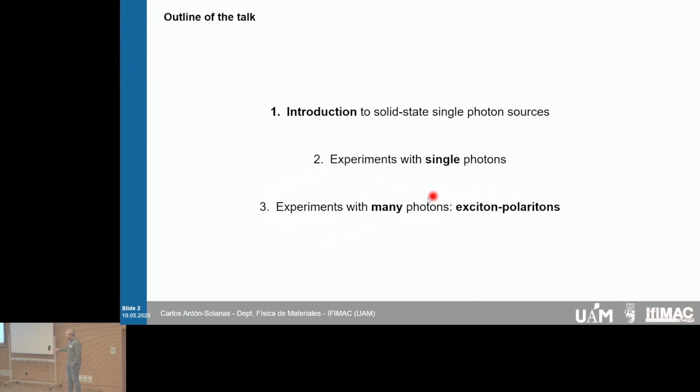And if I have time, probably I will not, I will discuss other experiments that I'm doing at the moment involving many photons. These are results from exciton polaritons in different materials, perovskites, and also in gallium arsenide quantum wells. There will be some results. Well, if I just get to number 2, that would be fine.